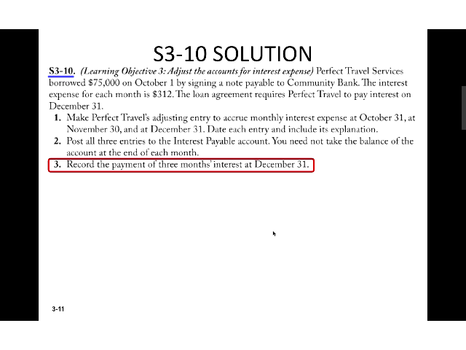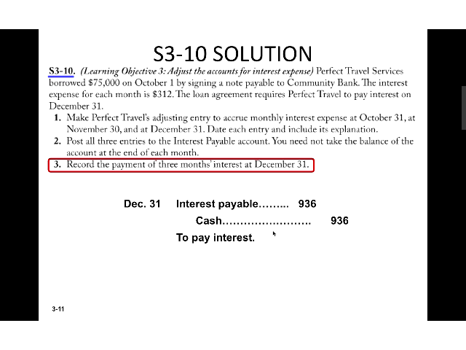And then our final requirement here is to record the payment of 3 months interest at December 31st. So when we pay the 3 months interest, we're paying the $936. That's the 312 times 3 months. So we're going to credit cash, and we know we're reducing cash, so it's a credit. And then we're debiting interest payable. That's a liability, and we're reducing the liability because we're paying what we owe. And that's it on that exercise. That's all that's involved there. They really do a lot of the heavy lifting for us by computing the interest amount each month.